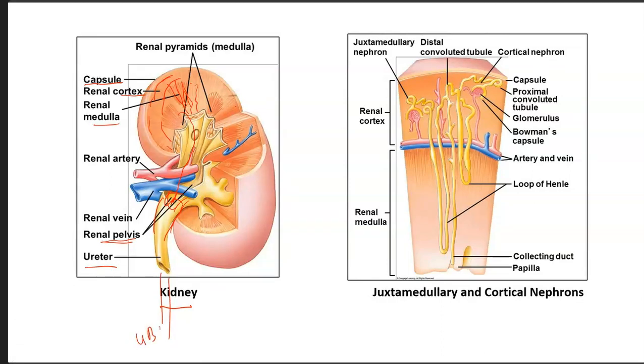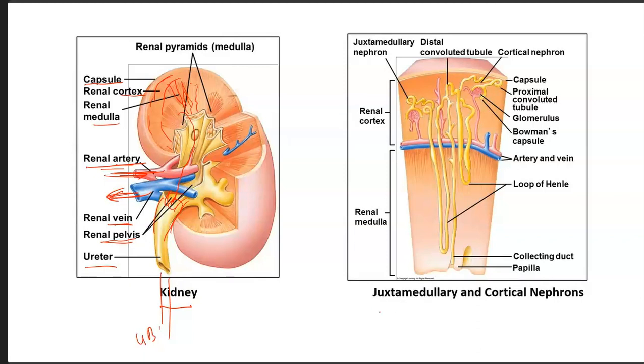So you have the renal blood vessels, the renal artery, the red one here. Blood flows into the kidney through the renal artery, and then you have the renal vein, where blood flows out of the kidney. Renal artery, blood flows into the kidney. Renal vein, blood flows out of the kidney.